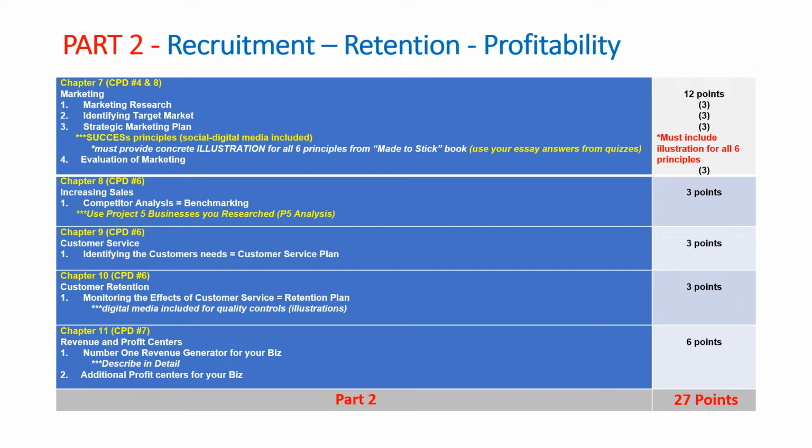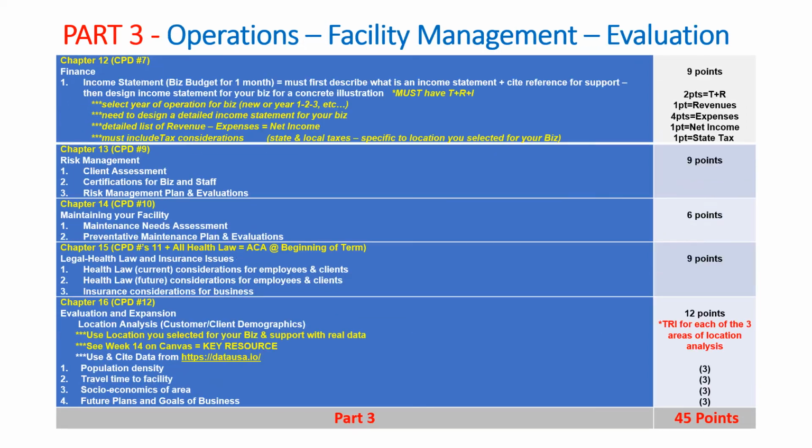Again, with all of these, from project 5, you came up with some ways to apply. You can use some of that information and then again go back, specifically with marketing, to the essays you came up with, illustrations for the success principles specific to your business. Okay, part 3 now is operations, facility management, and evaluation methods.